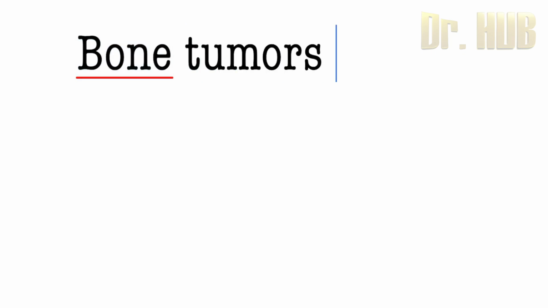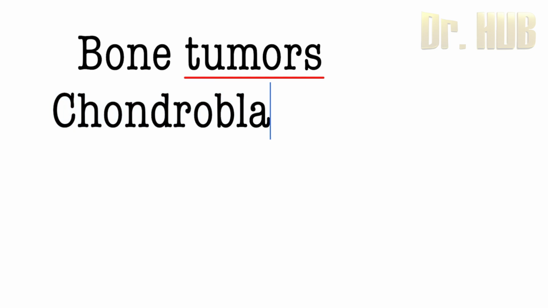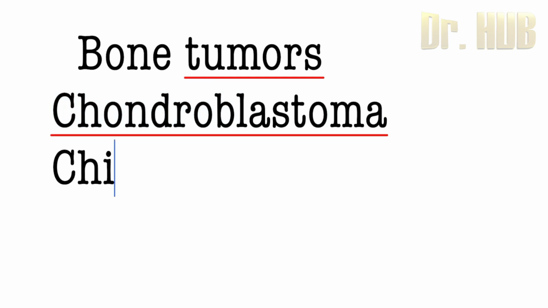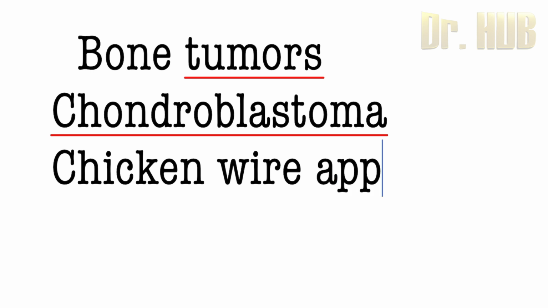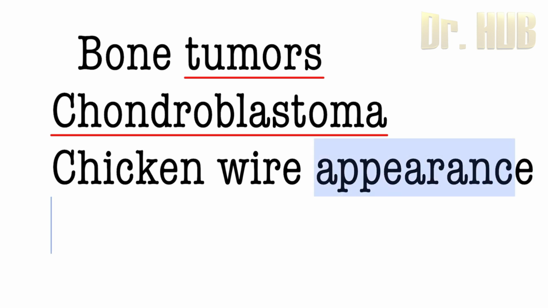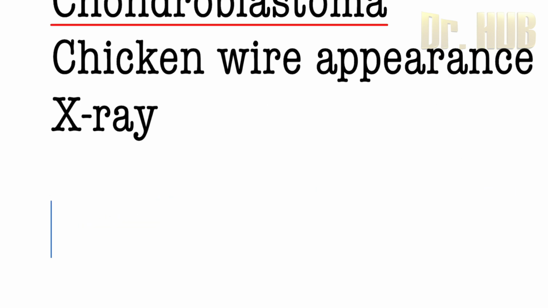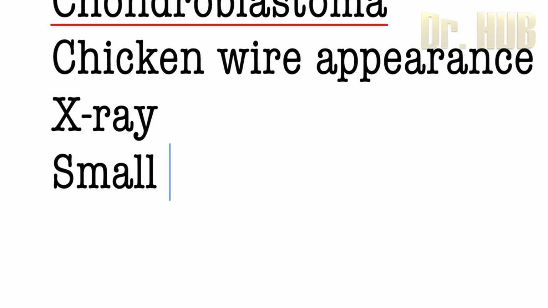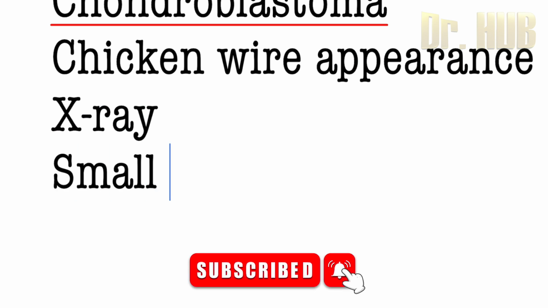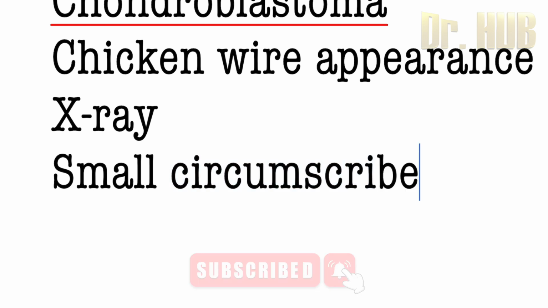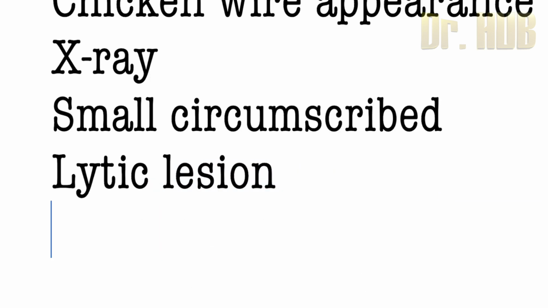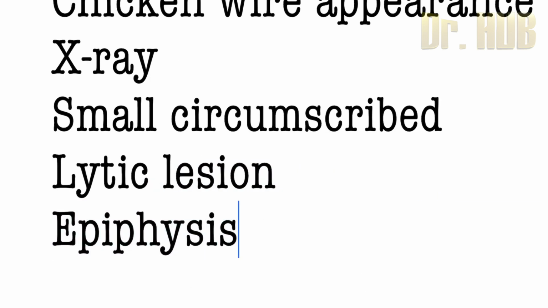Bone tumors. The first one you're looking at is the chondroblastoma. Histopathologically, it has a chicken wire appearance. On X-ray, it is small as well as a circumscribed lytic lesion. It also involves the epiphysis.